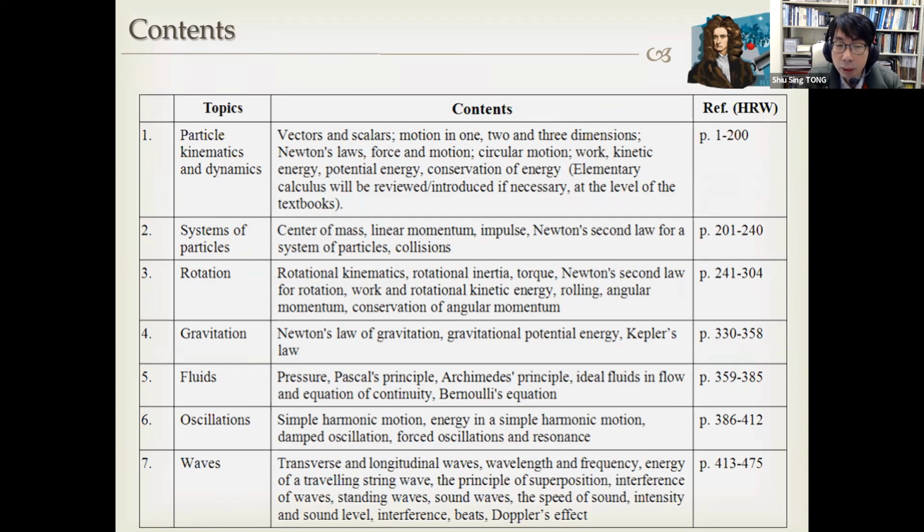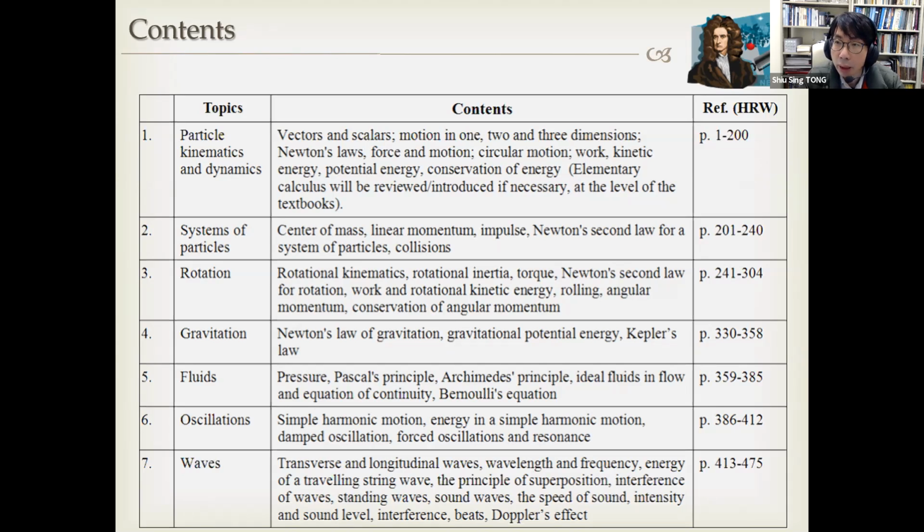Okay. So let's introduce them a little bit. The first topic is particle dynamics, kinematics and dynamics. Basically, it's about vectors and scalars in 1 dimension and up to 3 dimensions. And we're going to introduce Newton's laws of motion that you learned in high school, but in calculus form, applied to circular motion. And also we'll discuss energy, work and energy, and the conservation of energy.